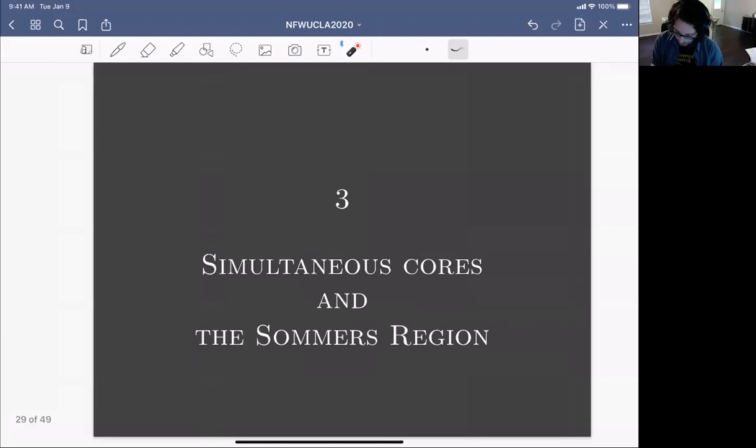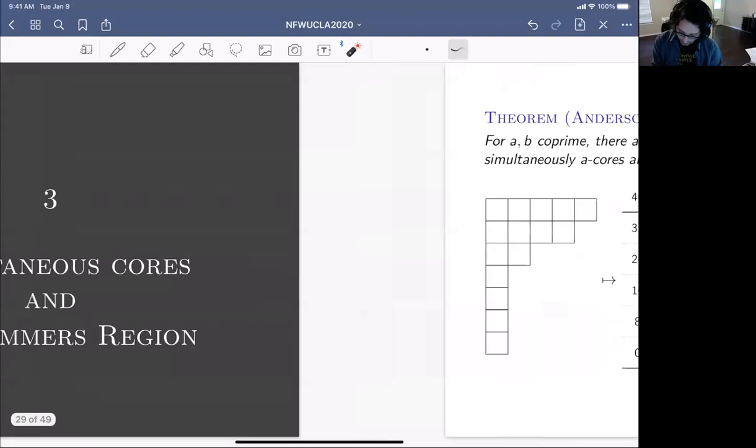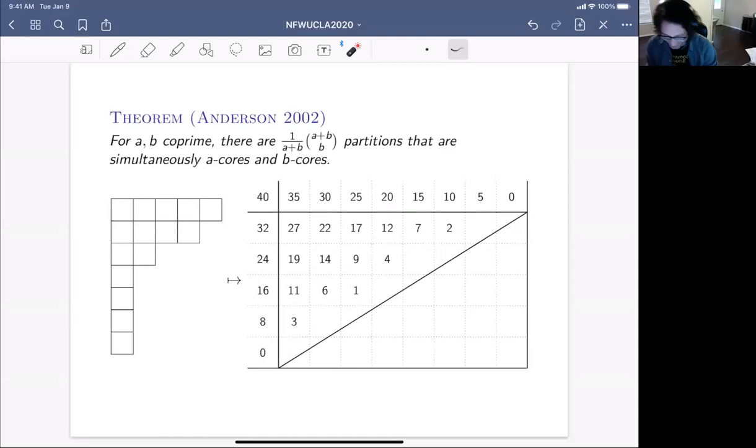OK, so now let's talk about simultaneous cores in the Summers region. And we'll go a bit more quickly. We may not do Mark Heyman's proof, because even though it's so beautiful, so beautiful. OK, let me show you this. So this is a really, really gorgeous bijection. I will say a few words about why it's true. I don't know if you're going to get them, but that's fine.